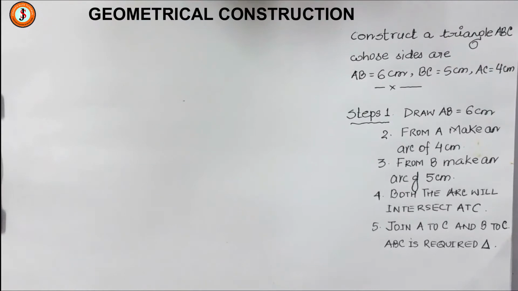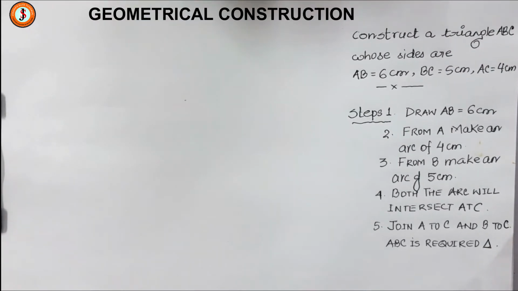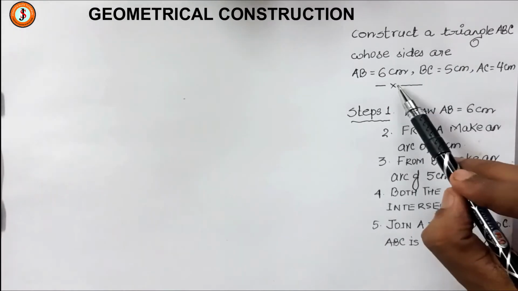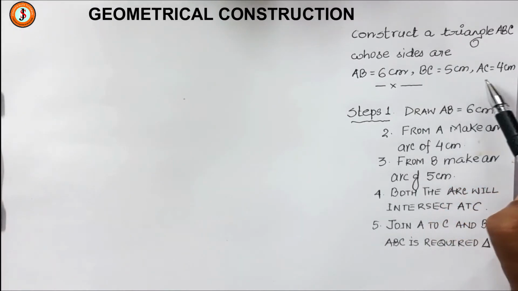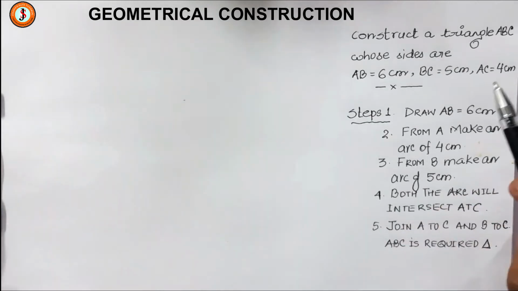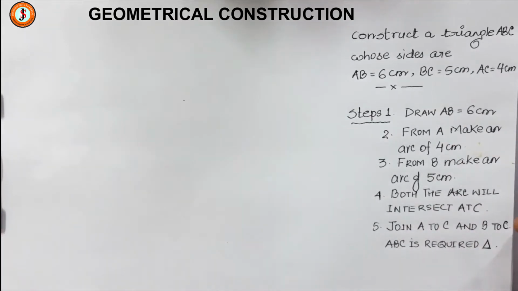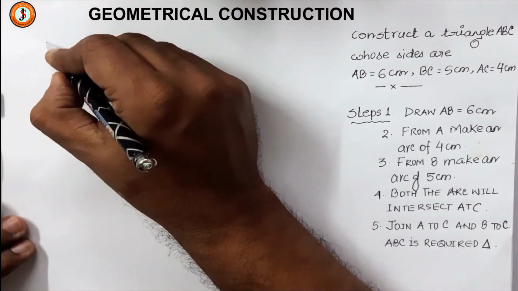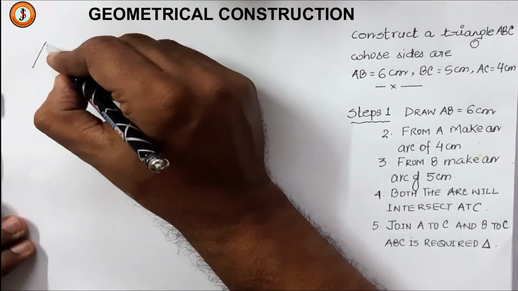Here we are, children, doing construction. We have to construct a triangle ABC whose sides are AB equal to 6, BC equal to 5 and AC equal to 4 centimeters. So for the steps during the construction, normally we write. What we do is, always remember, when there is a closed figure, always make a rough diagram. You can make it here, a rough diagram.